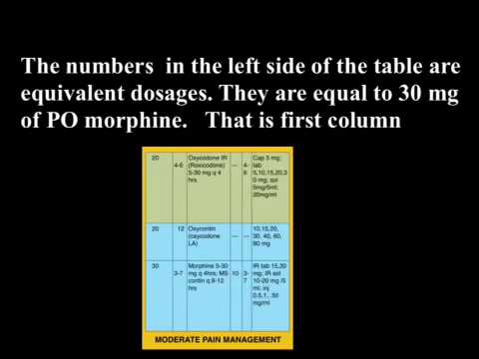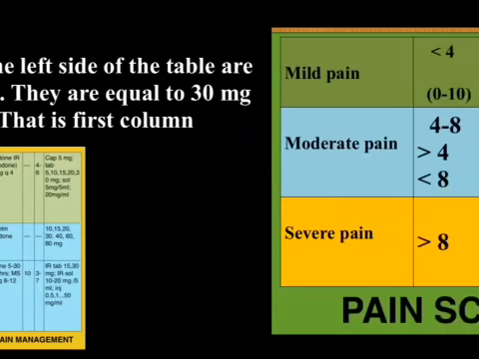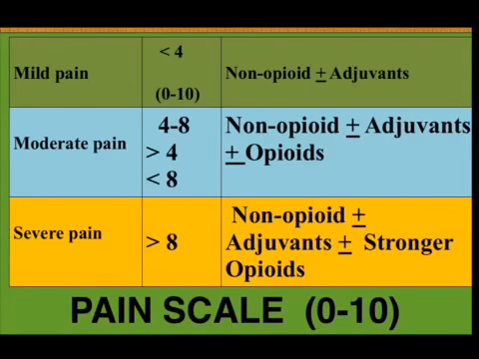And we do have an equivalent chart, and the left hand column has the equivalent dose of the morphine, which is 30 milligram, to the number I put there. So pay attention to that.